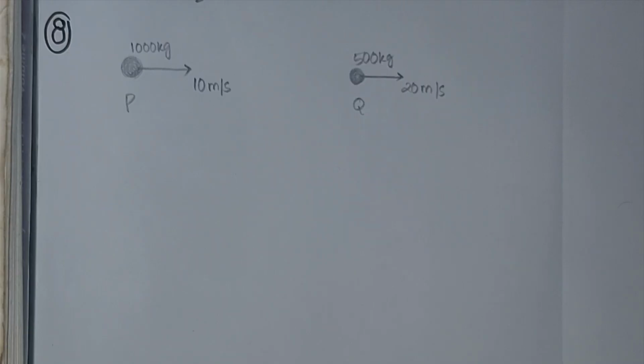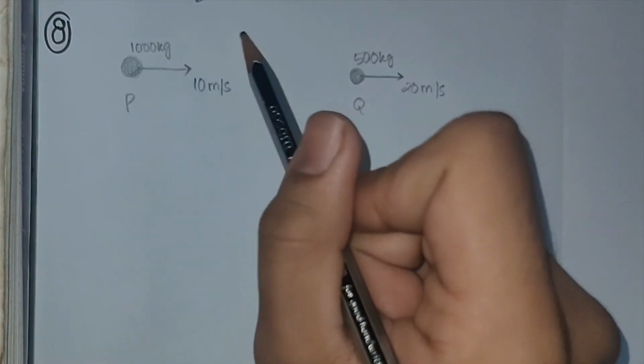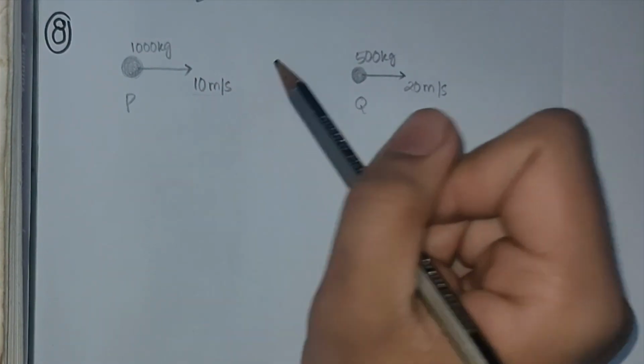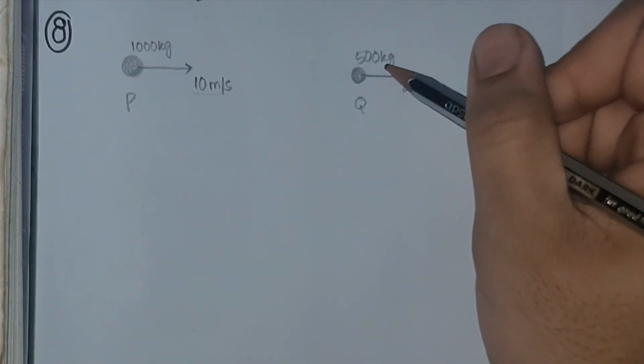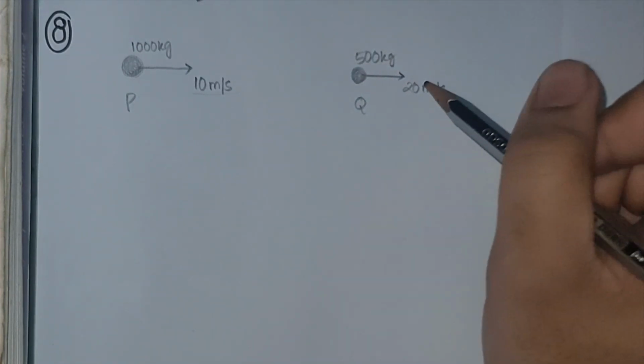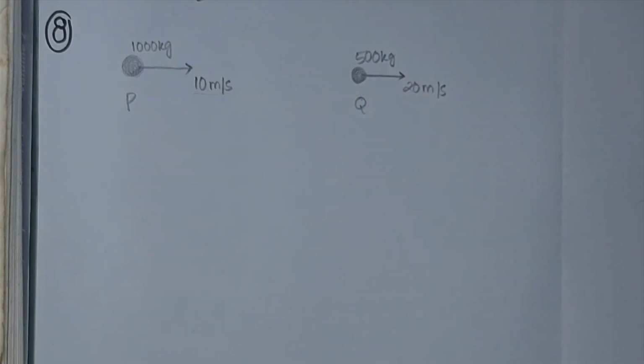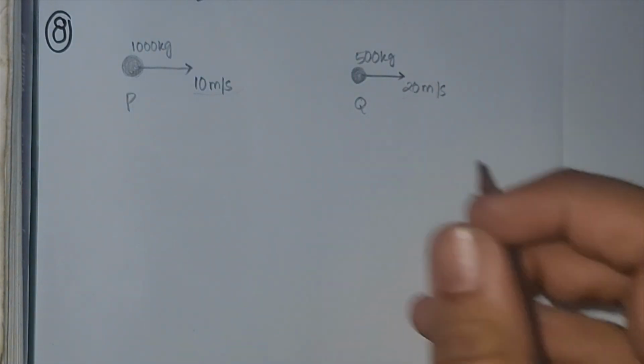Question number 8. We have been given two cars. The first car, car P, has mass 1000 kg and its speed is 10 meters per second, and car Q has 500 kgs of mass and its speed is 20 meters per second. Now what we have to do in this question is compare their momentum and their kinetic energy. So let's do it directly.